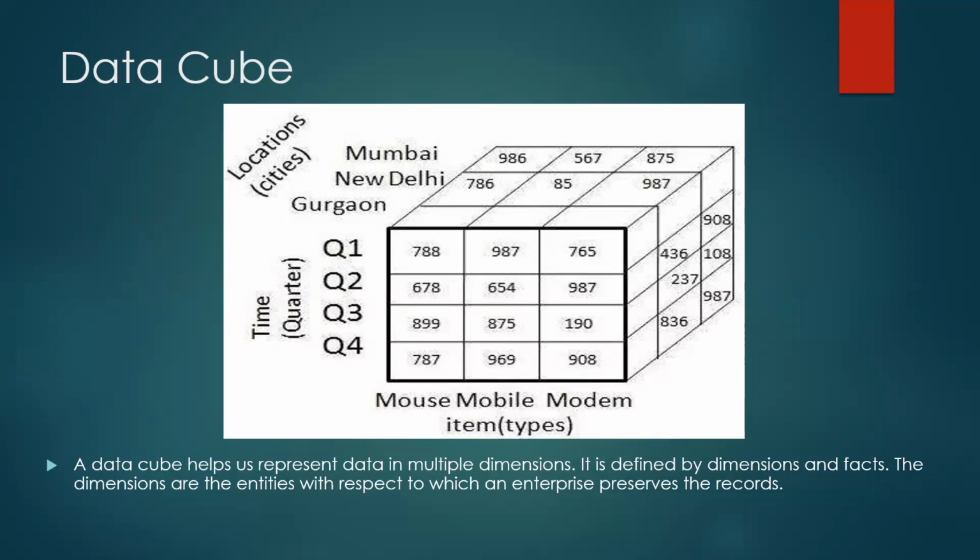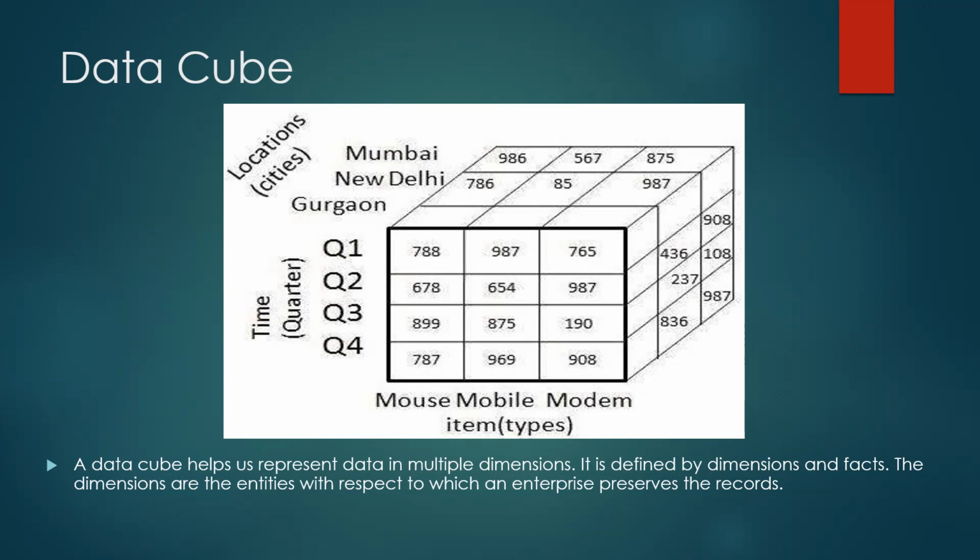Okay, why do we call it a data cube? Right, of course, with the word cube, you would have got some hint, right? We are talking about a multi-dimensional thing. So a data cube helps us to represent data in multiple dimensions. Okay, it is defined by the dimensions and the facts. So dimensions are the entities with respect to which an enterprise preserves the record.